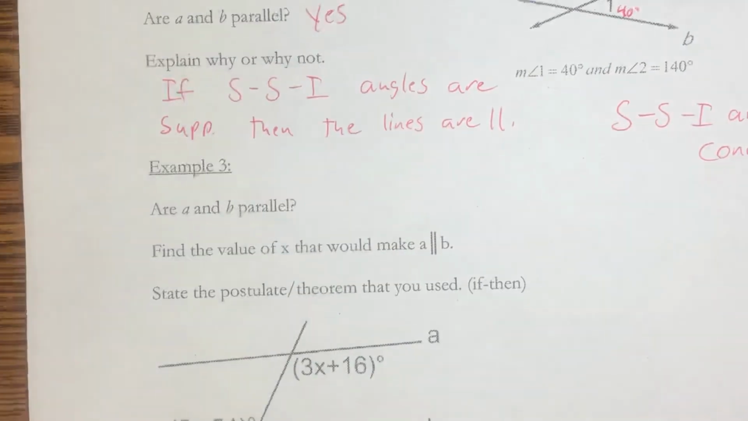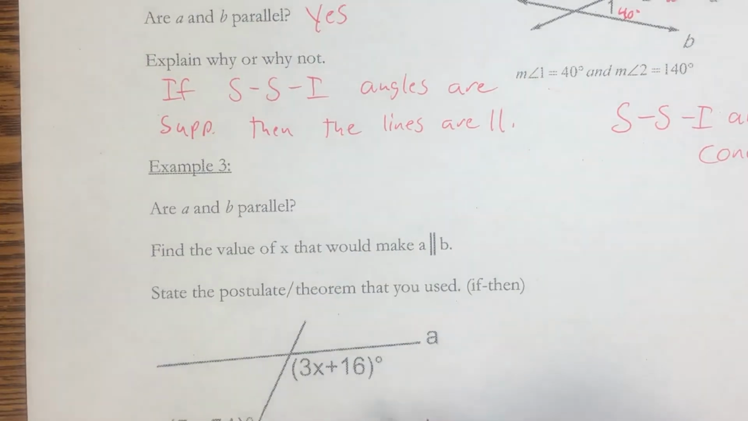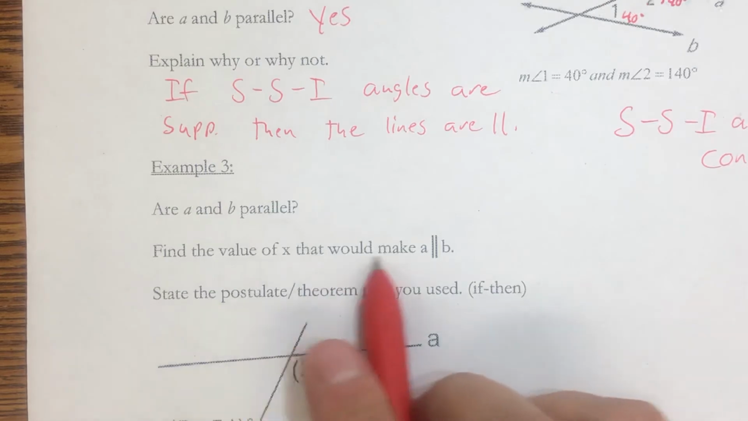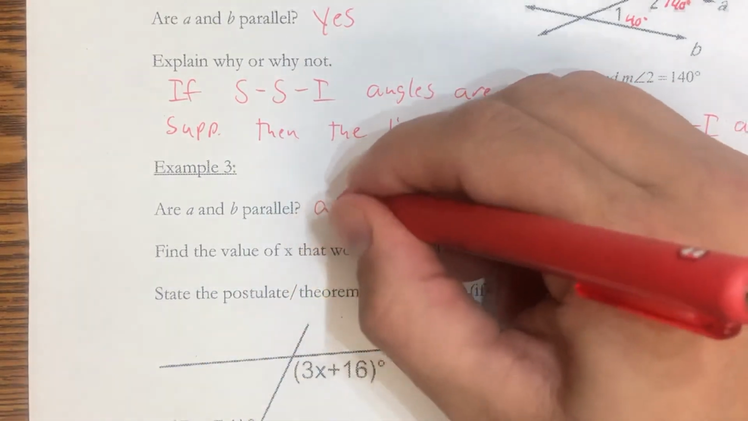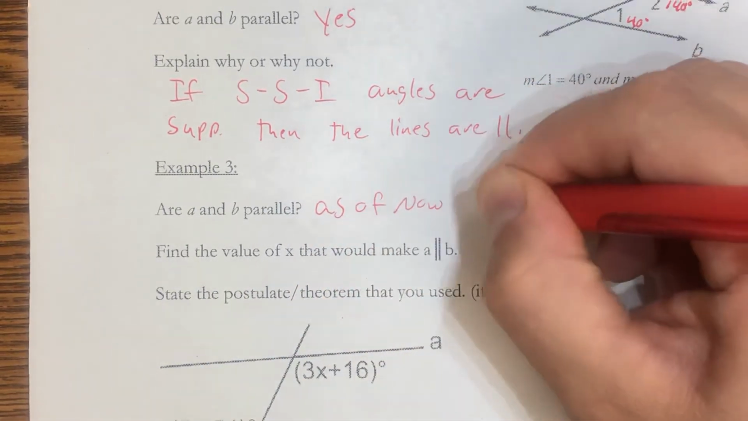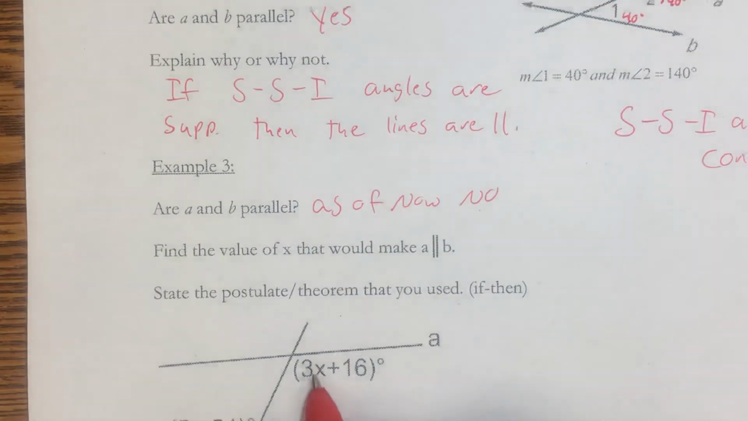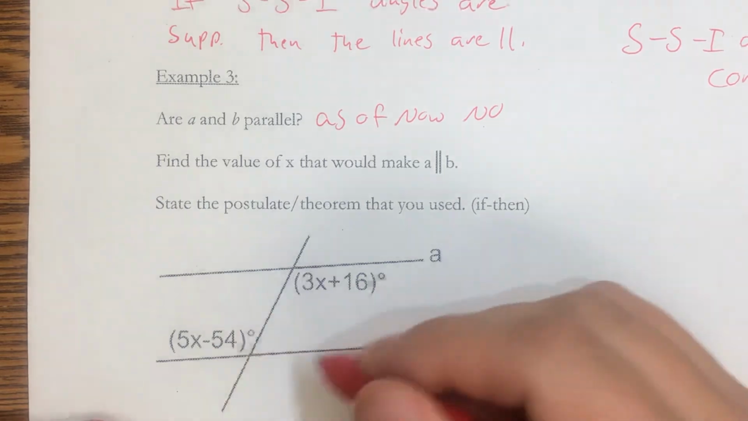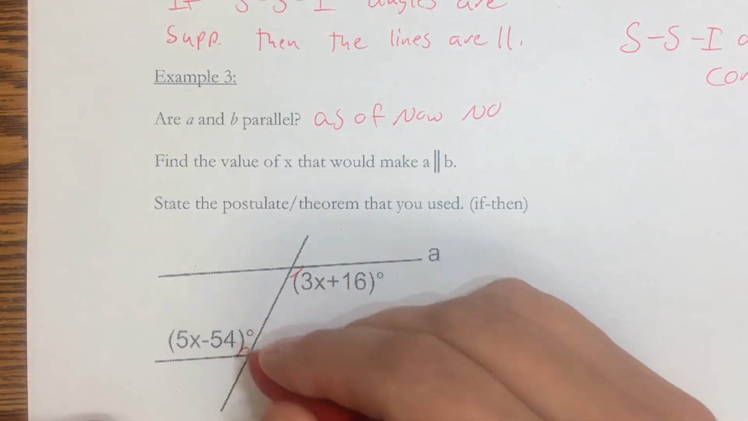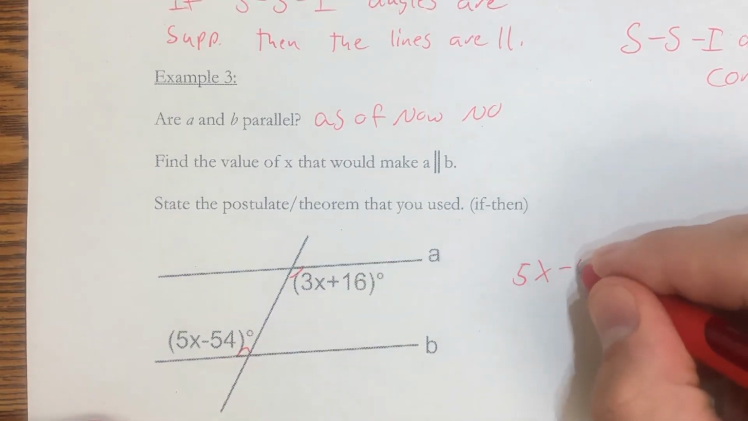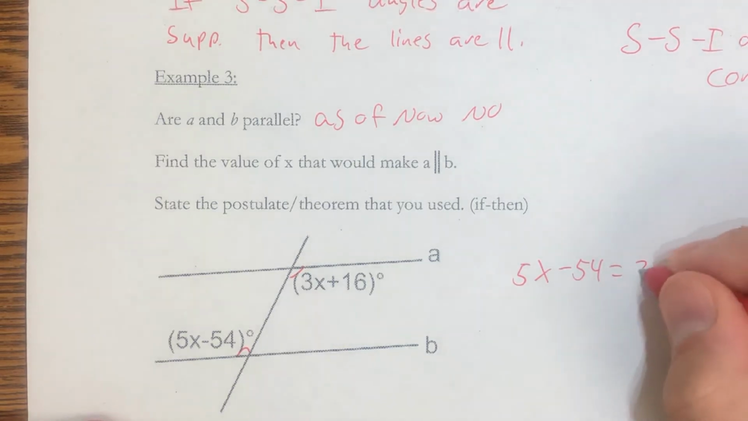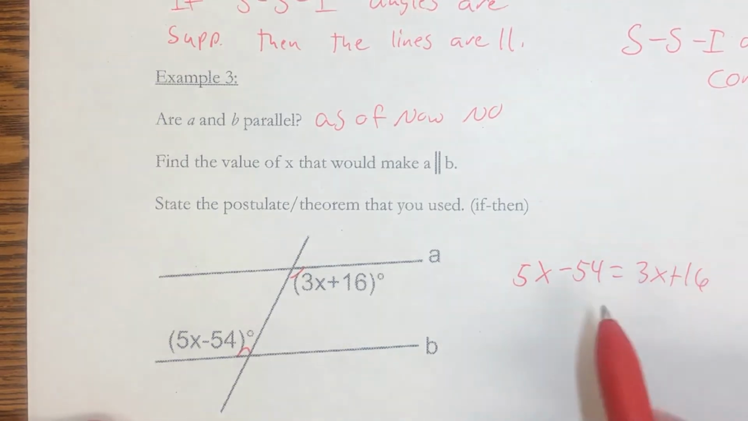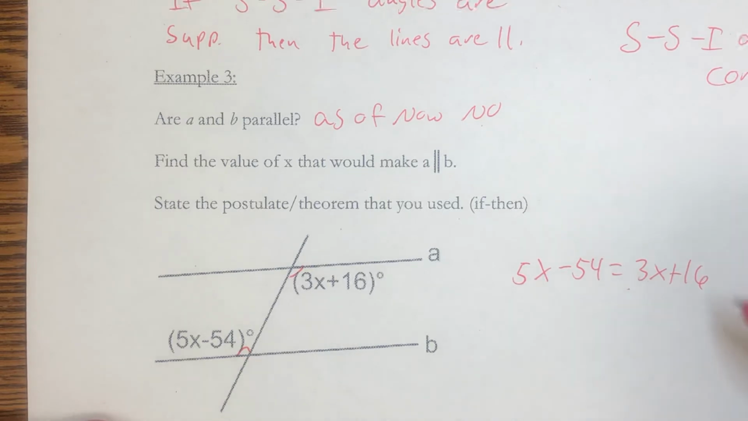And last one, are A and B parallel? As of now, no. Find the value of x that would make them parallel. So these are alternate interior angles. So if the alternate interior angles are congruent, then the lines will be parallel. So 5x minus 54 has to be equal to 3x plus 16. If that happens, they're parallel. So we've got to solve this.